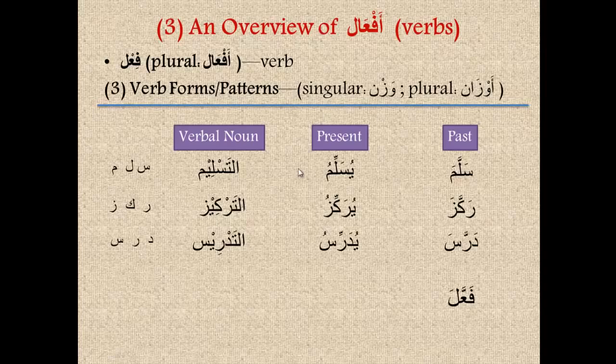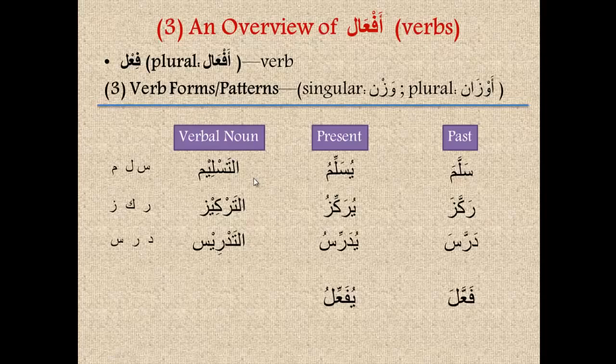The same can be said about the present tense verbs. Yusallimu, yurakkizu, yudarrisu. Notice how they all sound very similar. That's because they fit onto the same pattern, and that generic pattern is yufa'ilu. Again, the fa, ayn, and lam serve as variables. They can be replaced by any set of roots. And if we replace the fa, the ayn, and lam with dal, ra, and sin, for example, we get the verb yudarrisu. And the same can be done for the other verbs. Yufa'ilu. And lastly, we have the verbal noun.